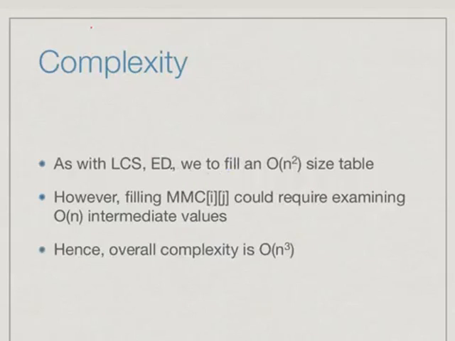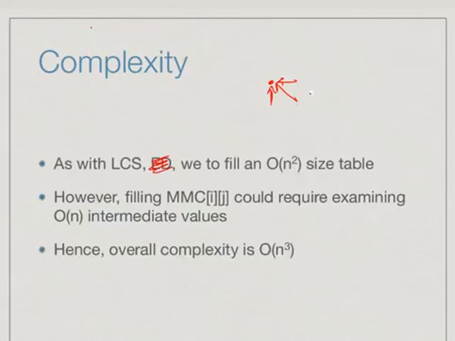So as with this LCS problem, we have to fill an order n squared size table. But the main difference between LCS and this is that in order to fill an entry in the LCS thing, we had to look at only a constant number of entries, right? So order mn or order n squared. But the point was each entry takes constant time, so the effort involved is the same as the size of the table. Okay, mn table takes mn time.